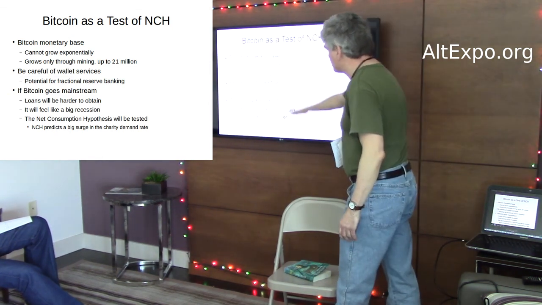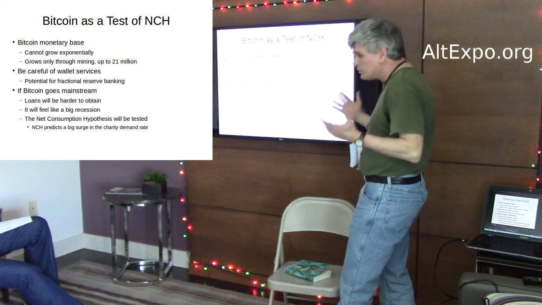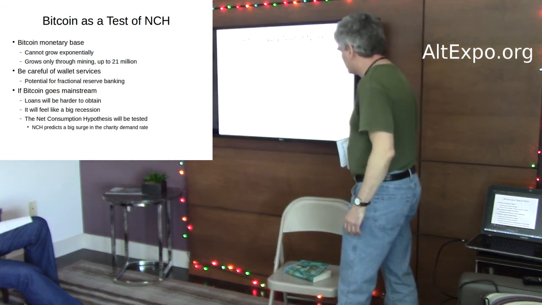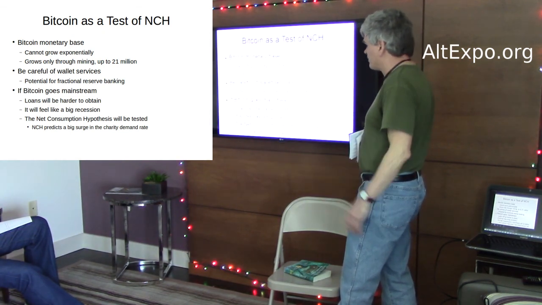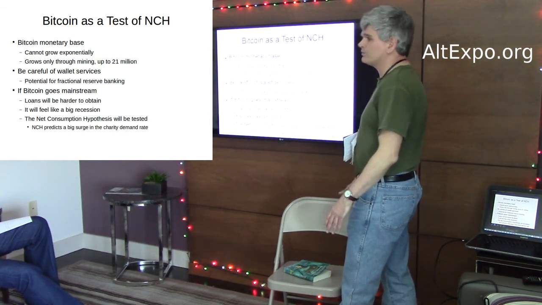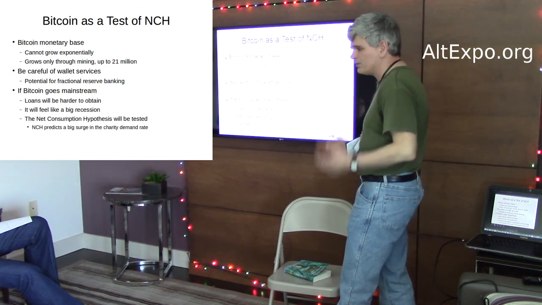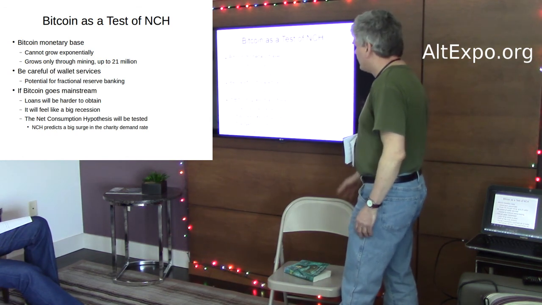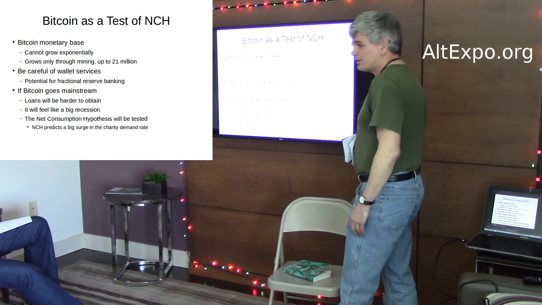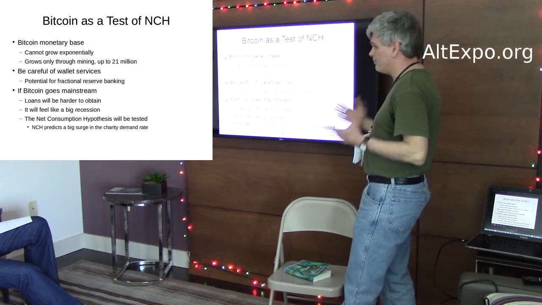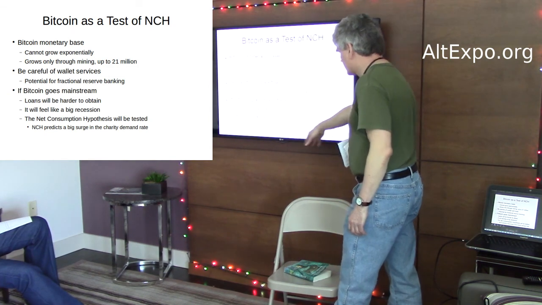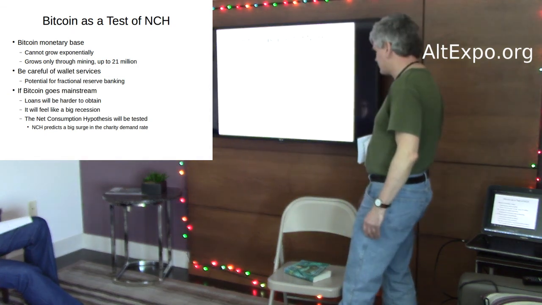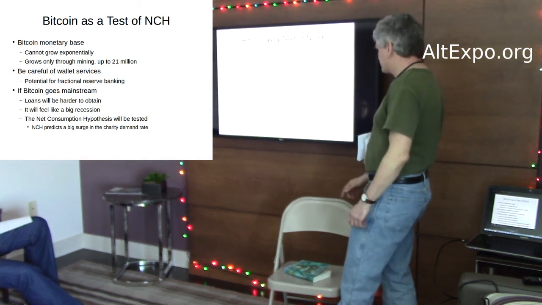But if Bitcoin ever goes mainstream, they can't do that, okay? So loans are going to be a lot harder to get. Because if the bank wants to loan you money, they're going to have to loan you their own hard-earned Bitcoin. So it's going to be a lot harder. I think it's going to feel like a recession. It's going to feel like the mother of all recessions. And the hypothesis here is that that's going to cause a huge surge in the charity demand rate. It's going to go up above 100%.